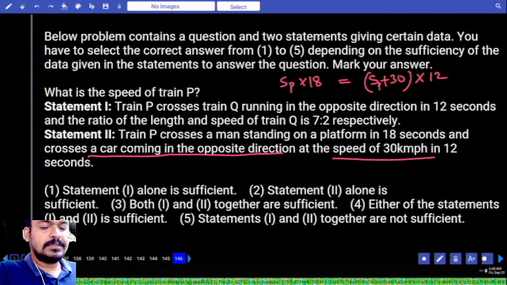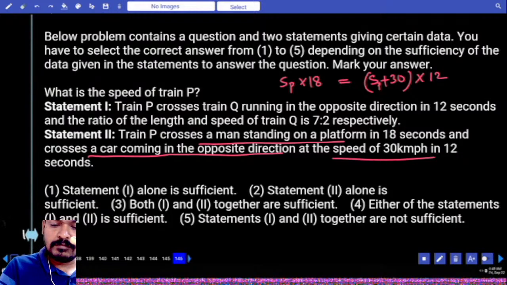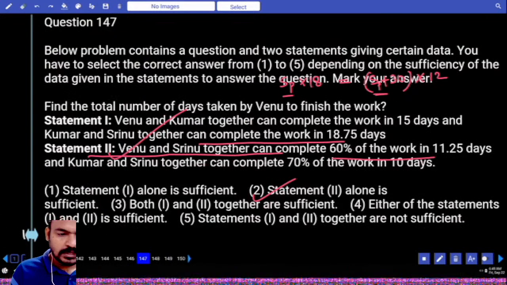When a train passes a man standing on the platform, the total distance is only the train length, or not? When a train passes a car, the total distance is only the train length, or not? Both the cases equal to train length. Simplify that one, we get the speed of the train P. Okay, then is 2 alone sufficient or not sufficient? Sufficient.